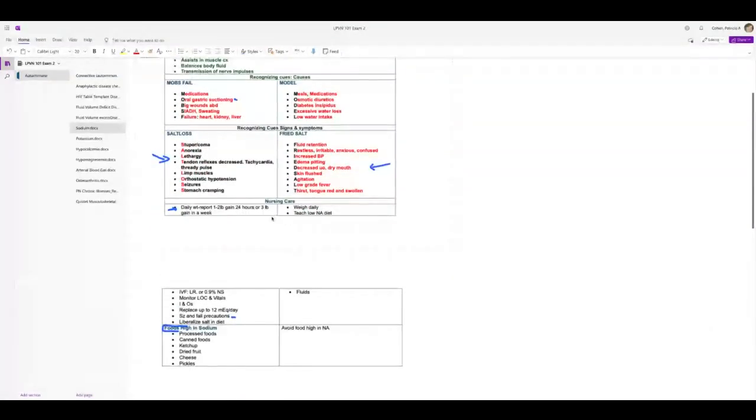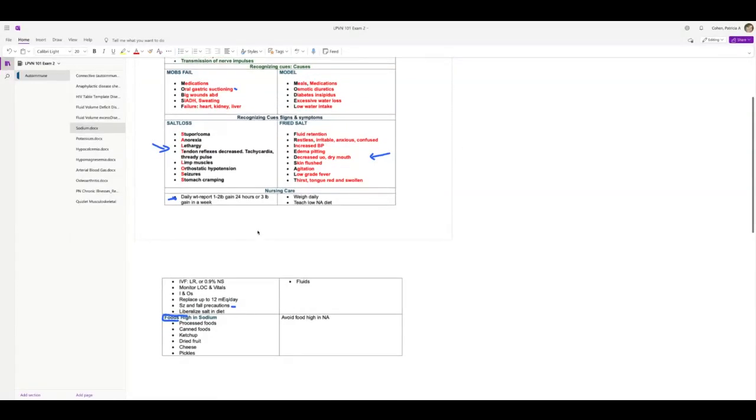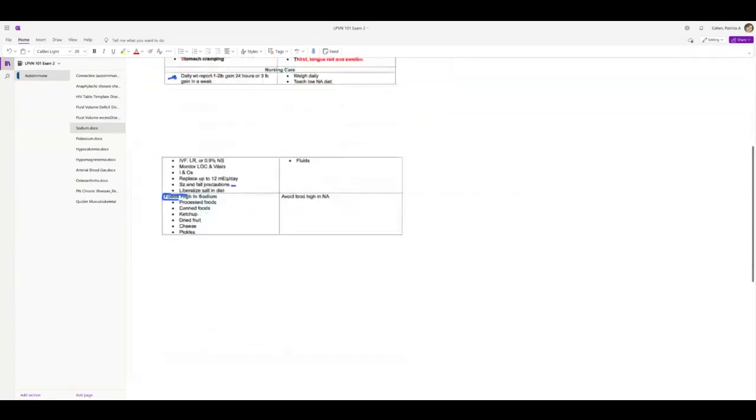Okay, so the nursing care involves weighing daily, and what you report is the same for everything. You report a 2-pound weight gain in 24 hours or 3 pounds in a week, right? They may get IV fluids, and you're going to have to tell them that they can now have salt in their diet so they can eat foods high in salt. So like processed foods, canned foods, ketchup, dried fruit, cheese, and pickles, okay? So those are foods high in sodium. You need to know foods high in sodium.